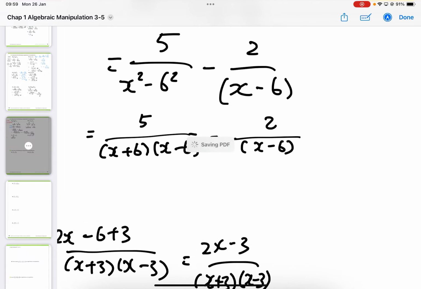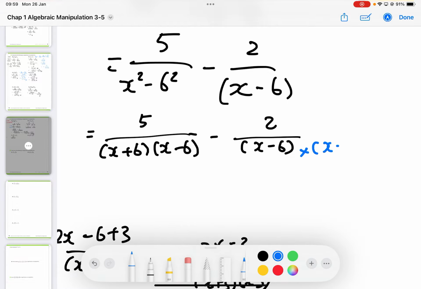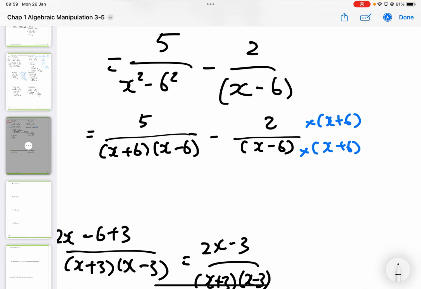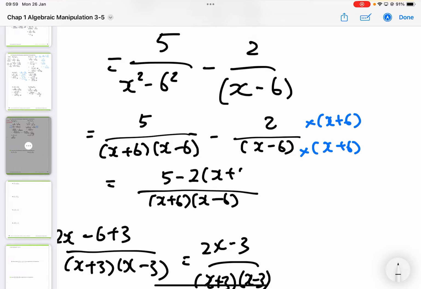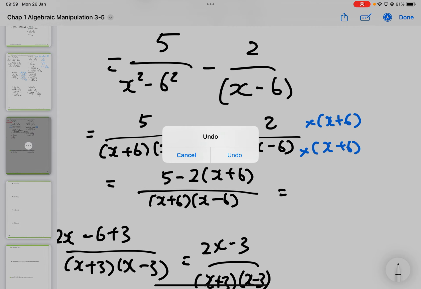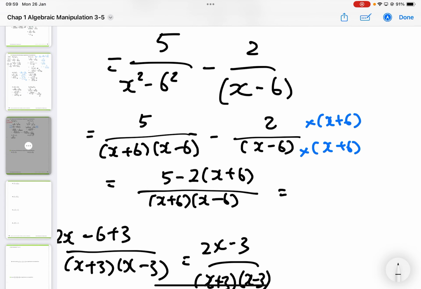Then I will make common denominator. After that, I combine them together. Then here, remember, don't expand. Write them together. After you write them together, then you do your expansion.